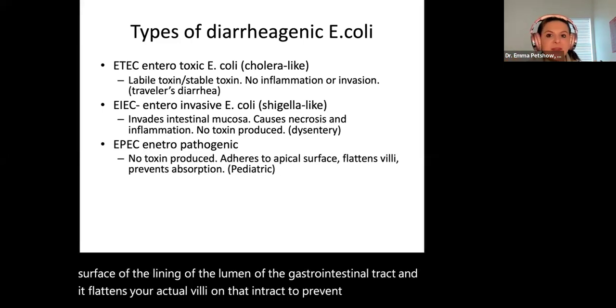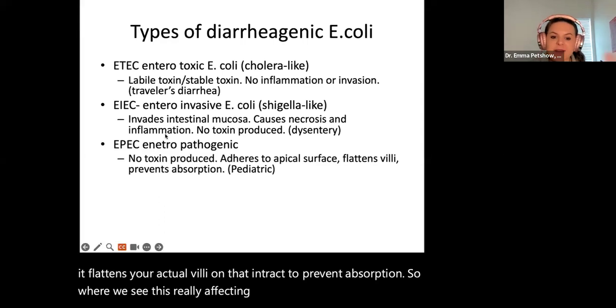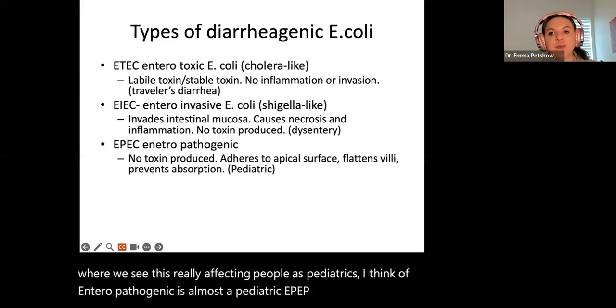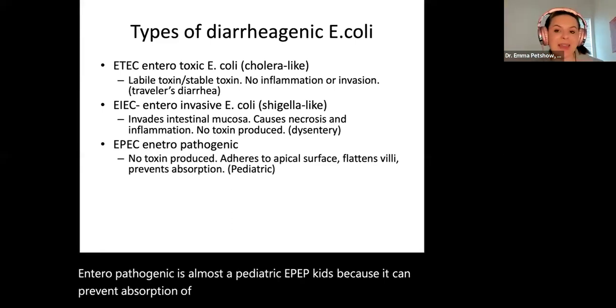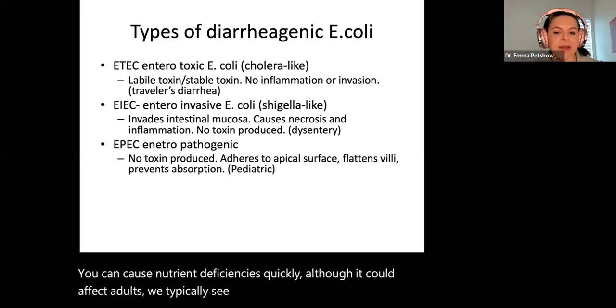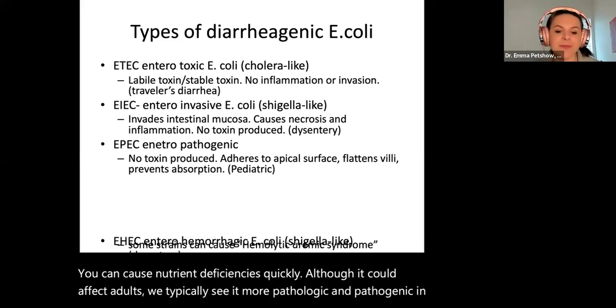So where we see this really affecting people is pediatrics. I think of enteropathogenic as almost our pediatric EP kids, because it can prevent absorption of foods, of nutrients, of things of that nature, and can cause nutrient deficiencies quickly. Although it could affect adults, we typically see it more pathologic and pathogenic in children.